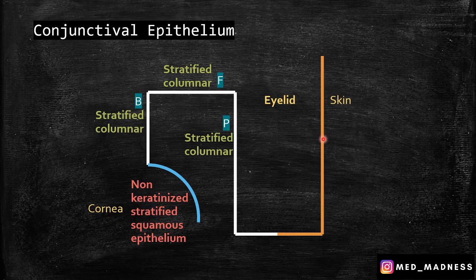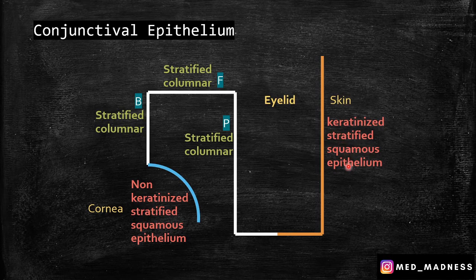So what is the type of epithelium present in the skin? It is keratinized because of a presence of keratin. Stratified, many layers, squamous, flat cells, epithelium. So this is the conjunctival epithelium that gets a transition at this point and also at the eyelid margin here.